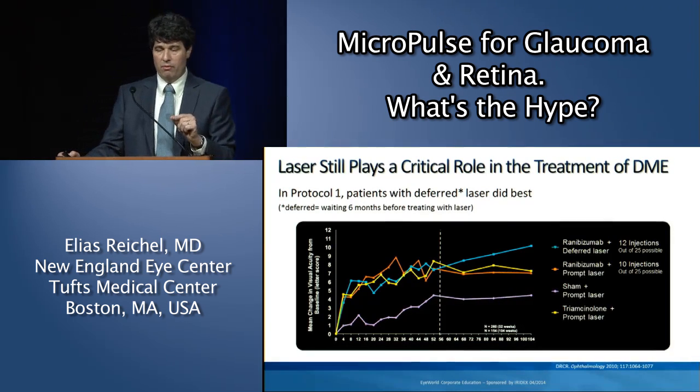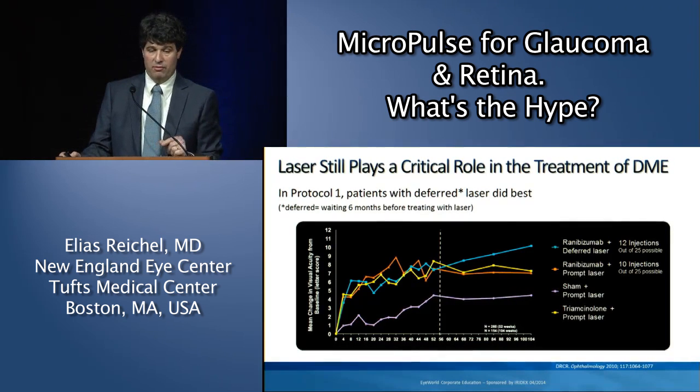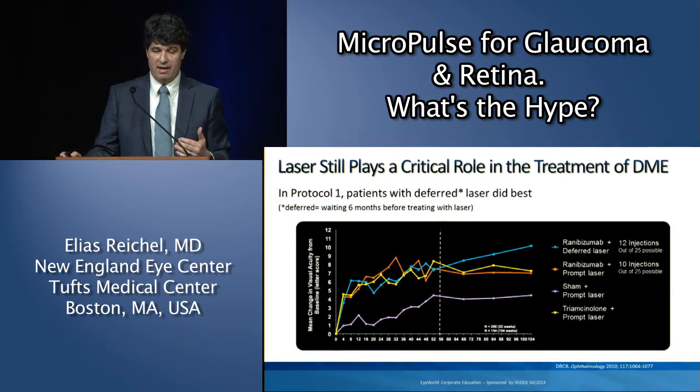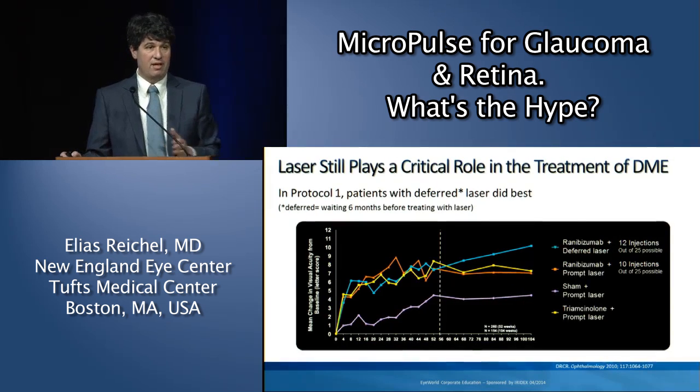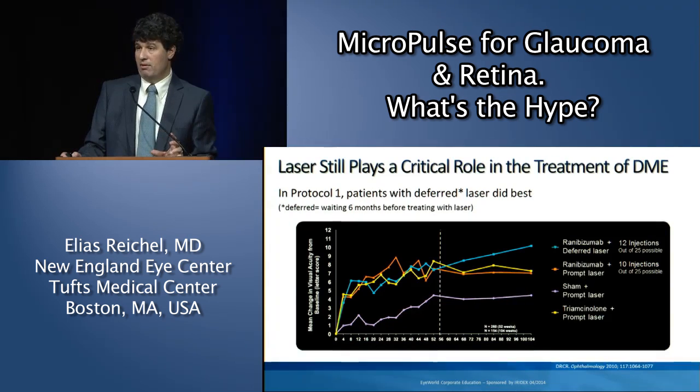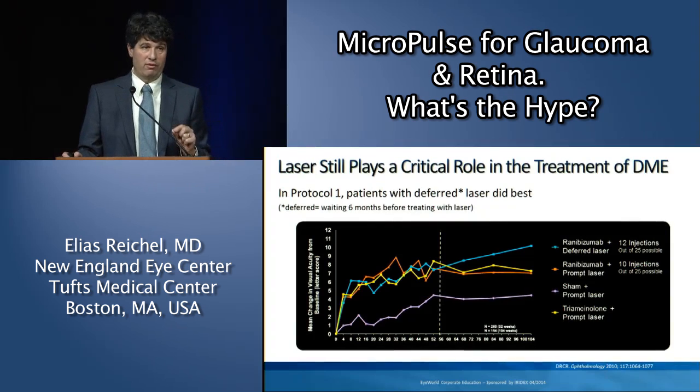So which patients had the best results? Well, if you look at the blue line, those are the patients who received Lucentis with deferred laser. And so what's really interesting here is that you have a significant benefit even after you do laser 6 months after the anti-VEGF injection. Now remember, this was with conventional laser. This is not using micropulsing. But it tells me that there's still a role for laser in treating patients with diabetic macular edema.